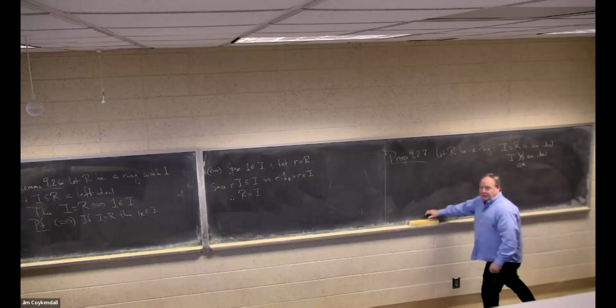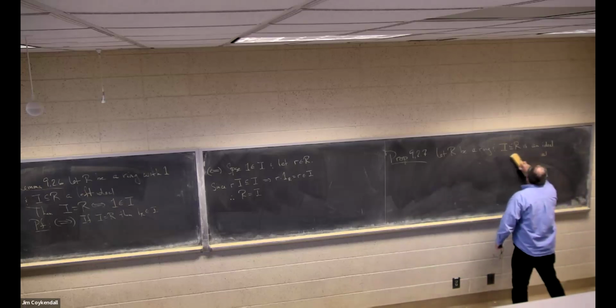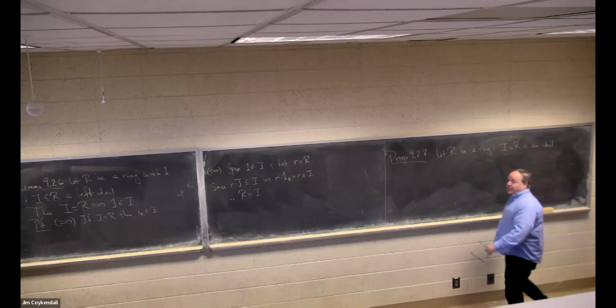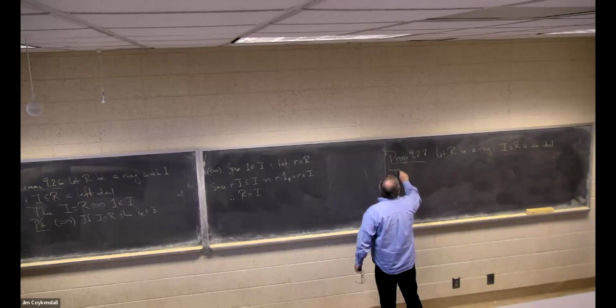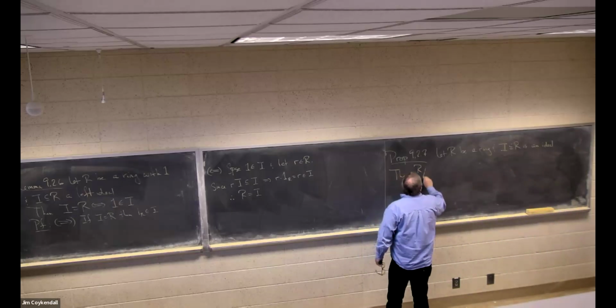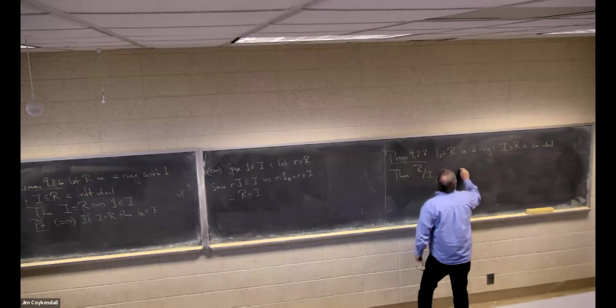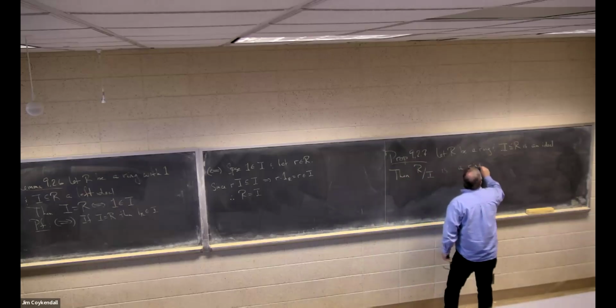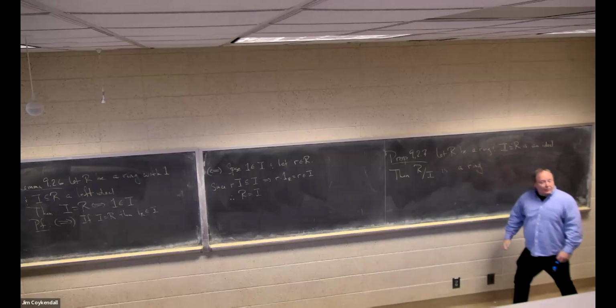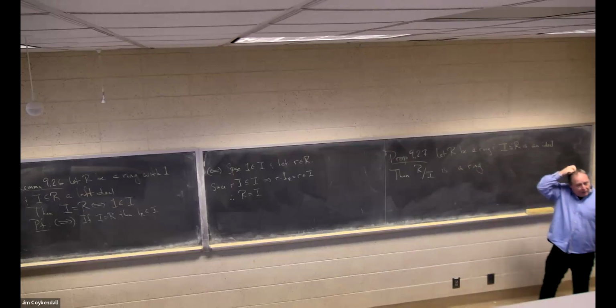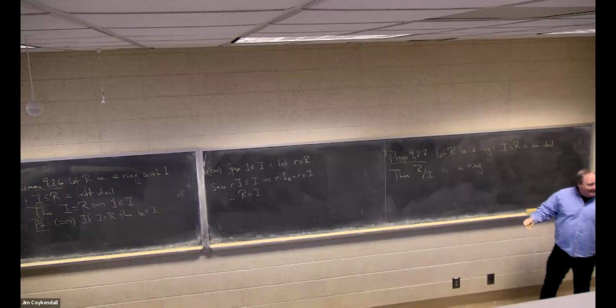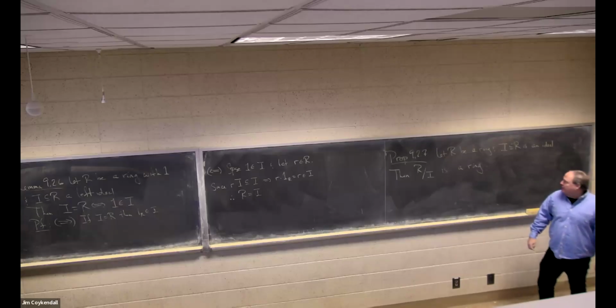Anyway, so I'm going to state it correctly. I really is an ideal. Then R mod I is a ring. This is also a ring. Now, for me to make this into a ring, I've got to tell you how to add and multiply stuff. And actually, for me to tell you to add this stuff, it's going to be redundant.